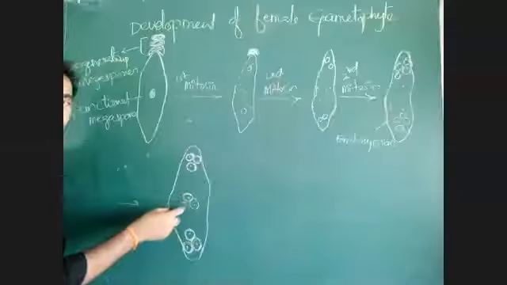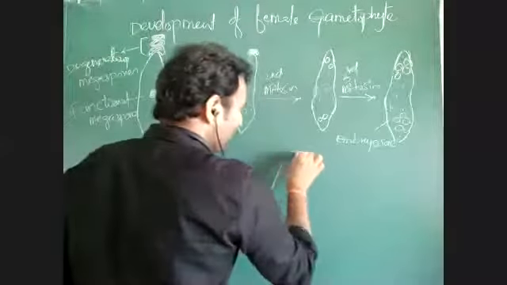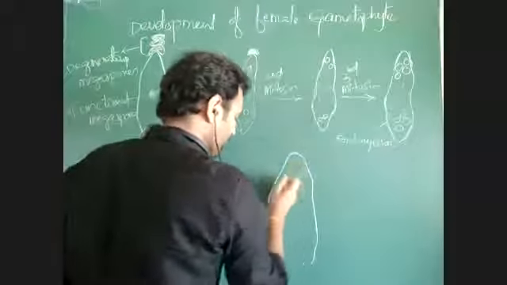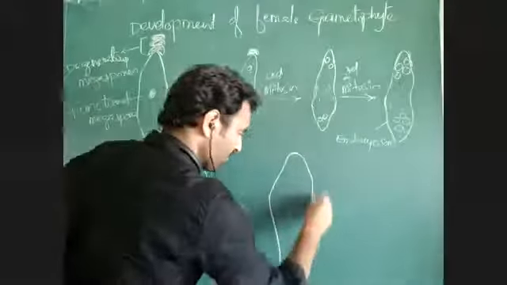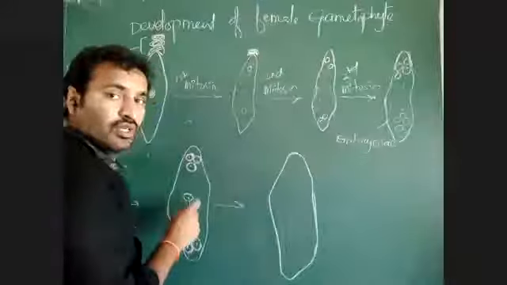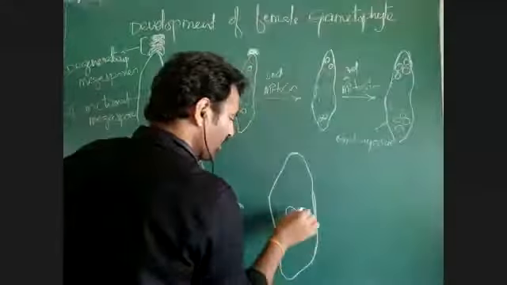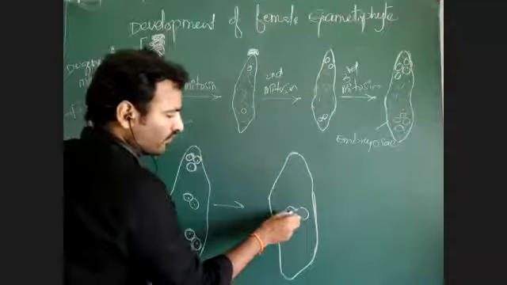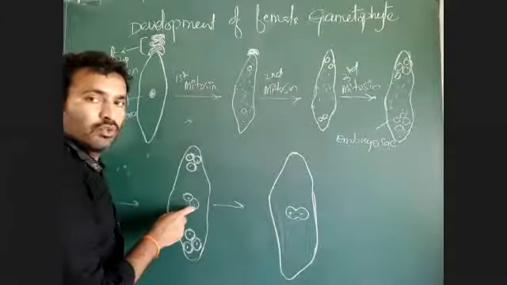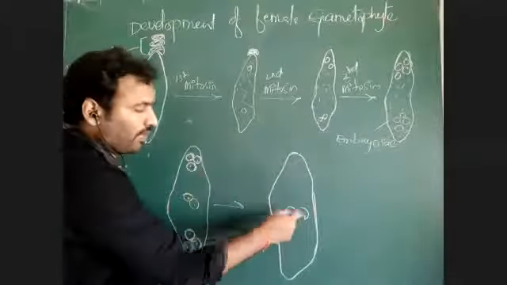That remaining 2 nuclei will come to the center. Then those remaining 2 nuclei will fuse together and be present in a large central cell. They will fuse. 2 nuclei are fused. These are polar nuclei. 2 nuclei are fused to give a secondary nucleus, which is diploid.